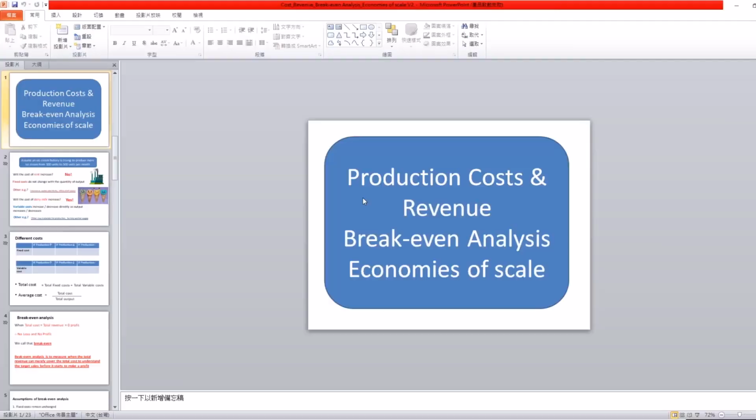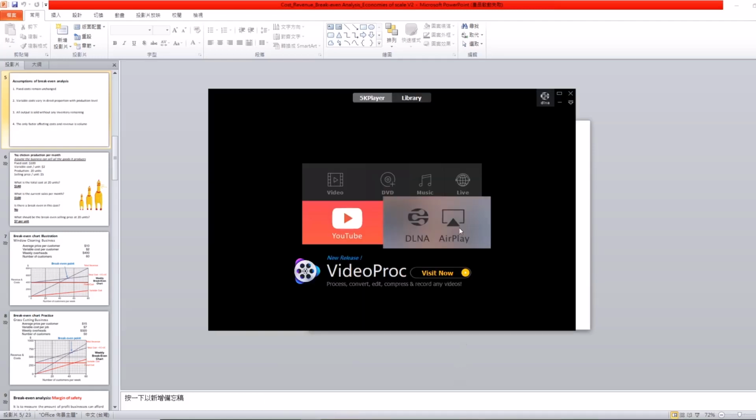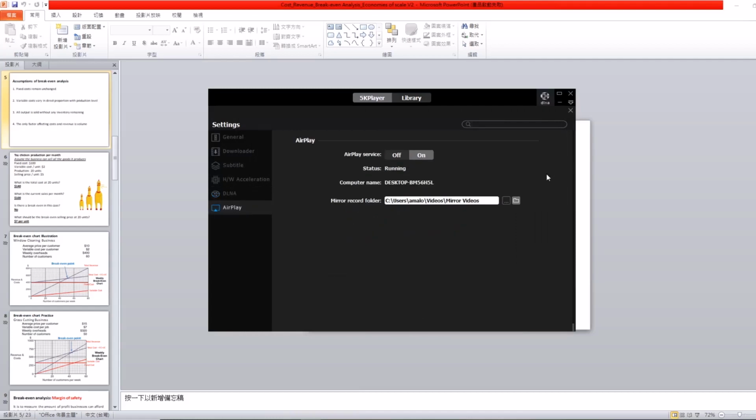Okay, so because of this coronavirus, I'm actually learning a few more softwares, trying to upgrade myself so that I can do a better presentation in the classroom. So let's see if we can use this. This is an iPad mirroring display software that I found a week ago. I don't know if it works, but let's see.